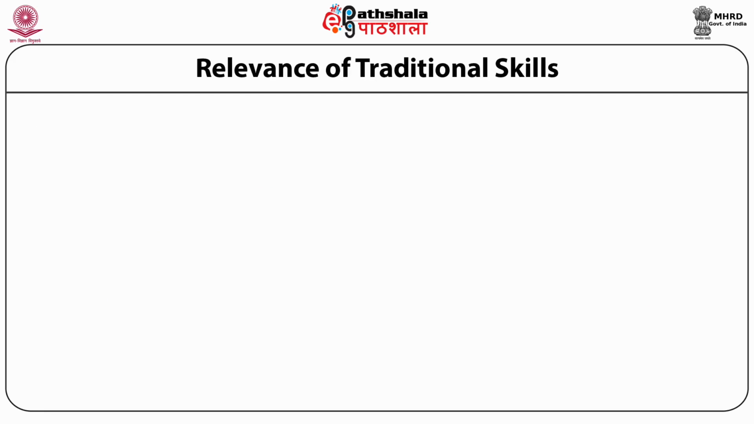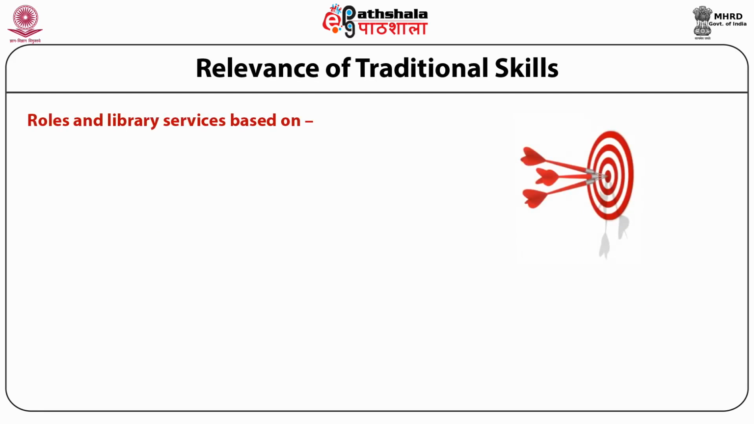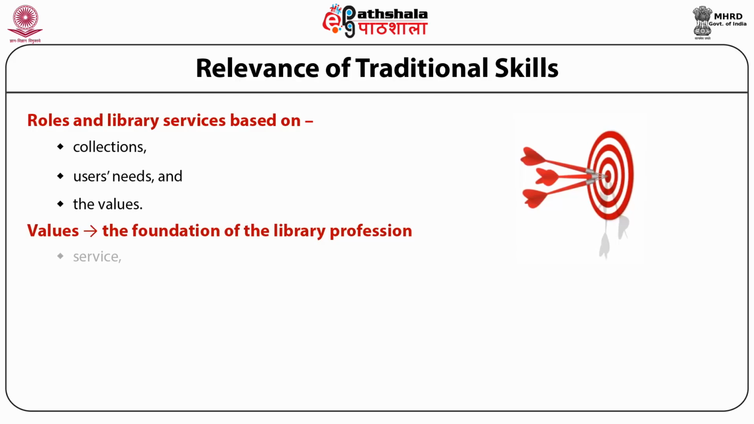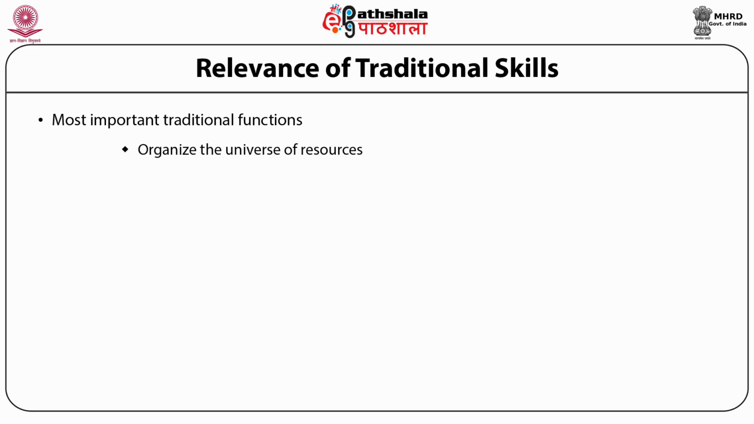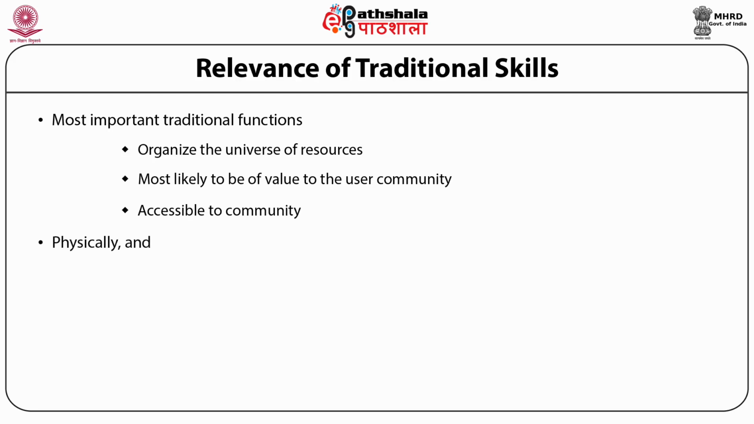Librarians in all sectors have built up roles and library services based on collections and users' needs and the values that are the foundation of the library profession, mainly the values of service, quality, universal access, and cooperation. The library must continue to perform one of the most important traditional functions, which is to organize the universe of resources in such a way that those most likely to be of value to the user community are made most accessible to this community physically and intellectually.